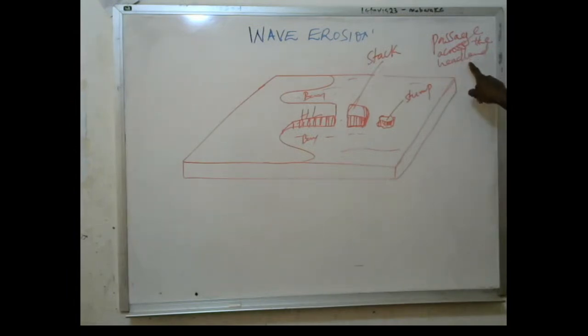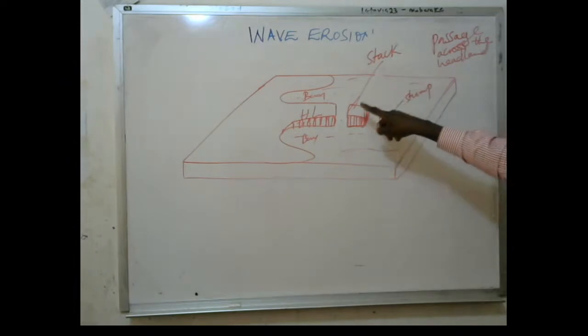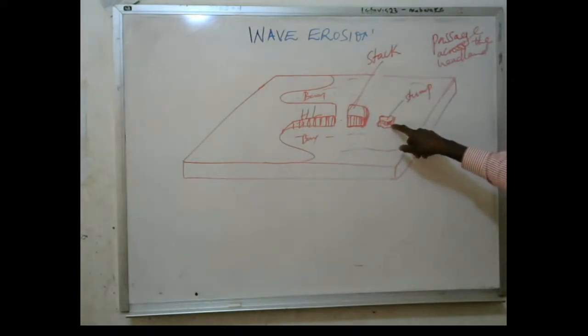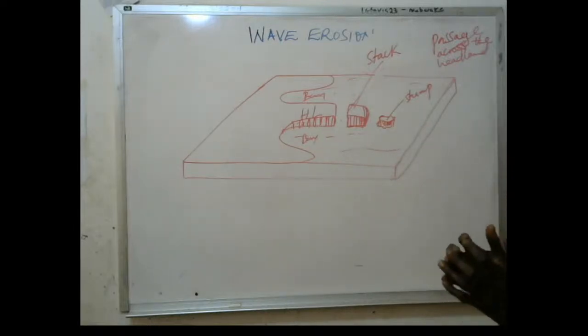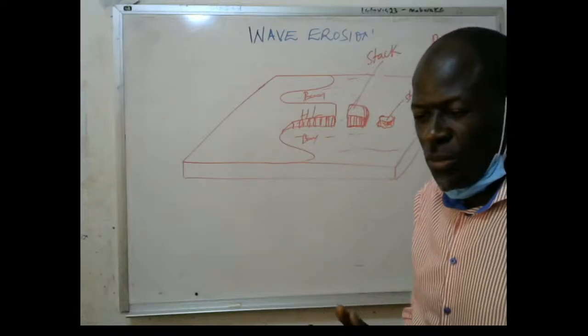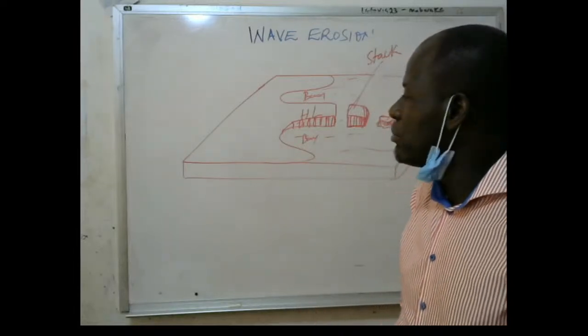So the passage across the headland is the arch. When the roof of the arch collapses, we shall have the stack, which is a rock that has been cut off from the headland. Then, when the stack is gradually eroded further by wave action, it remains a small rock mass, which is known as a stump.